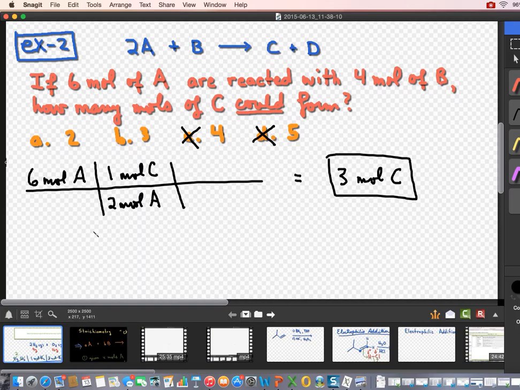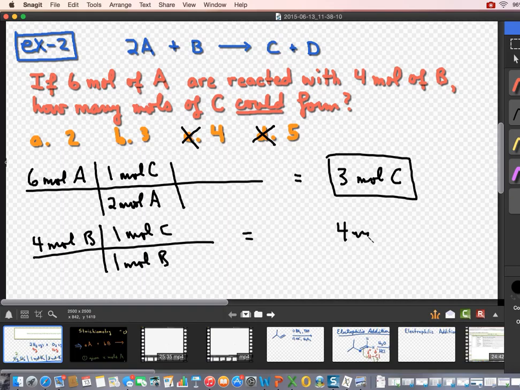Let's actually look at B. We have 4 moles of B, and we know that 1 mole of B gives 1 mole of C. In fact, this gives us 4 moles of C. We take the smaller of the two answers, which is 3, and in this case, 3 is the credited response. Okay, so let's do one more and then we'll move on to the next type.